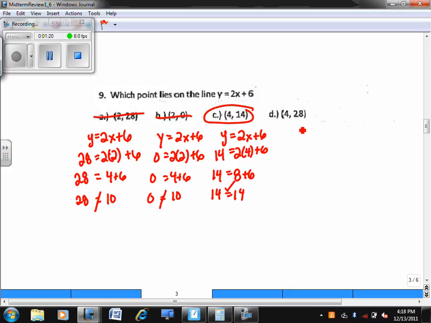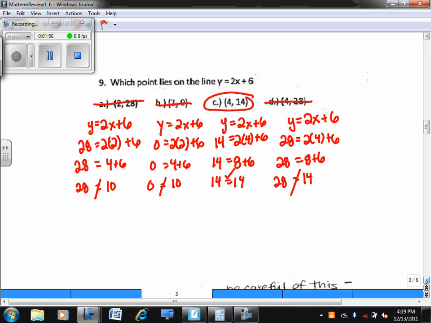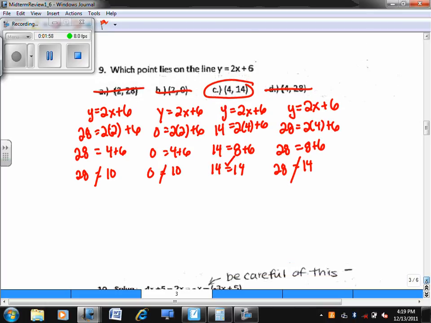Now, we want to double check this one. One, we want to make sure that there is not more than one correct answer. And also, maybe we made a mistake and we need to go back and check something. So, we're going to do this one just in case. y equals 2x plus 6. 28 is equal to 2 times 4 plus 6. 2 times 4 is 8 plus 6. 8 plus 6 is 14. It's not 28. So, that one didn't work. So, we were right with letter C. (4, 14) falls on the line. If we graphed it, that point would be on the line.